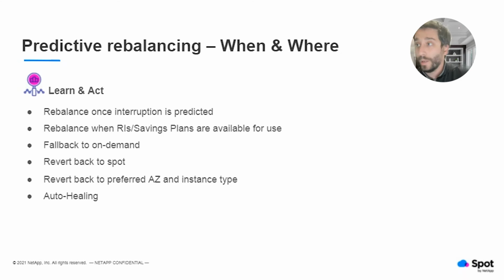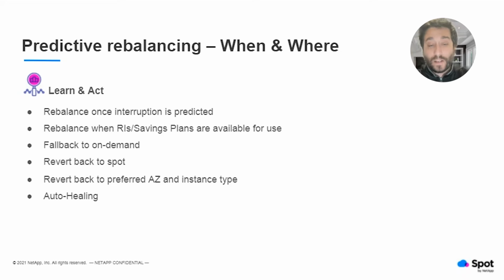So, for example, you had a project running on RIs, then there was a scale down, and these instances are not being used right now. These RIs and commitments are not being used. What Elastigroup will do is rebalance from a spot to an RI or to a savings plan instance in order to make sure that you utilize what you have already paid for. The next place where predictive rebalancing is happening is fallback to on-demand. Of course, if we see that there is no spot available, we will fall back to on-demand and rebalance to on-demand. We will revert back to spot.